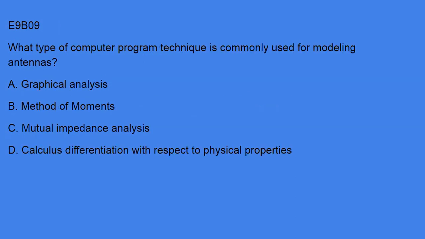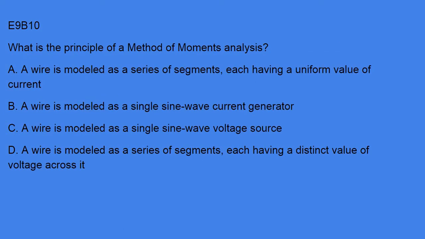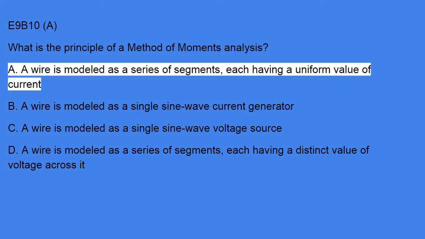E9B09, what type of computer-controlled technique is commonly used for modeling antennas? That answer is method of moments. E9B10, what is the principle of method of moments analysis? A wire is modeled as a series of segments, each having a uniform value of current.